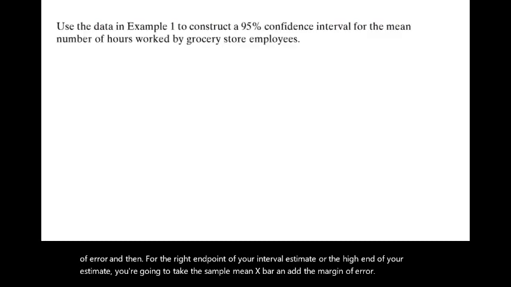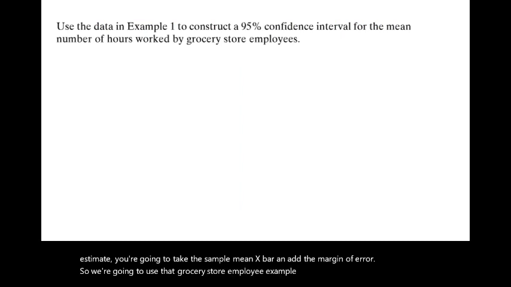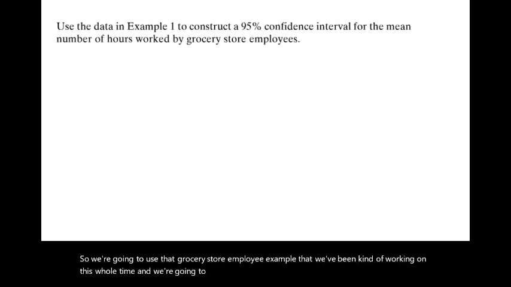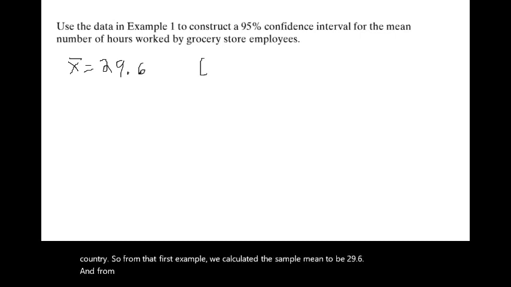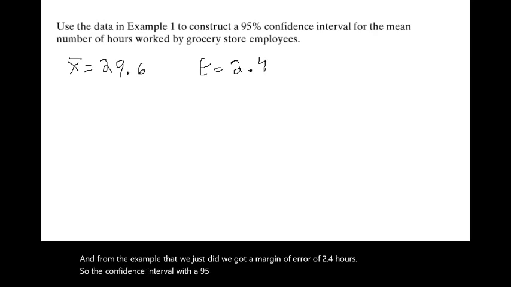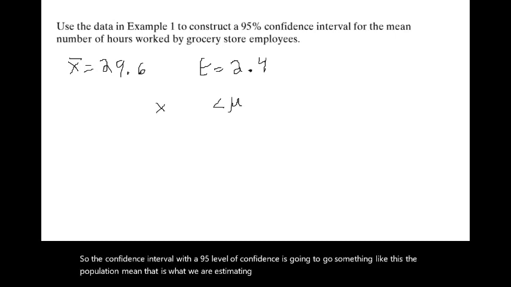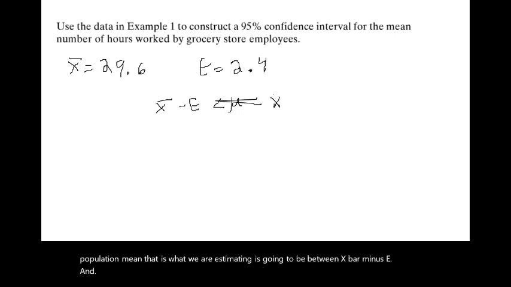So we're going to use that grocery store employee example that we've been working on this whole time, and we're going to use the work that we've done so far to construct a 95% confidence interval for the mean number of hours worked by all grocery store employees in the country. From that first example, we calculated the sample mean to be 29.6. And from the example that we just did, we got a margin of error of 2.4 hours. So the confidence interval with a 95% level of confidence is going to go something like this. The population mean, which is what we are estimating, is going to be between x bar minus E and x bar plus E.